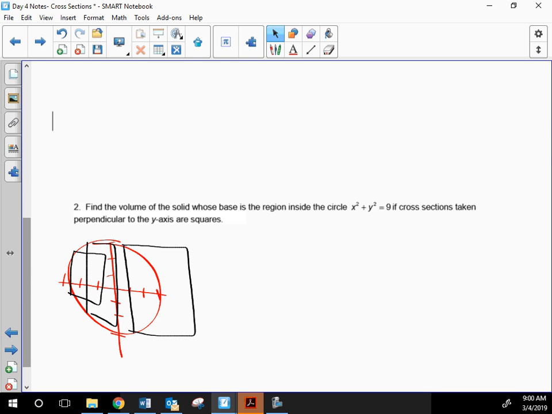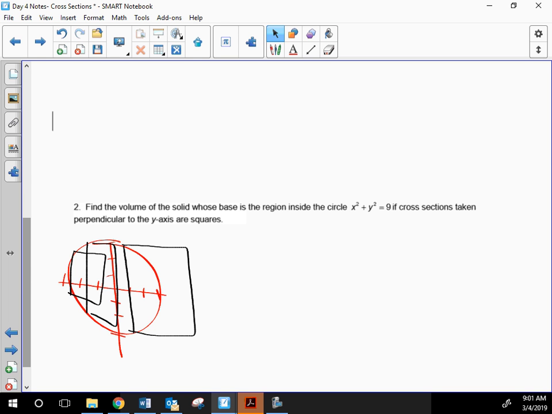I'm going to pass this around so you can see what's happening with it. We have a variety of cross sections that we can do. If we were to rotate it around, we would have circles as our cross section. But here, we're not rotating it. This is our base. We have a flat base. Our flat base is the region, and then we have squares coming out from it.